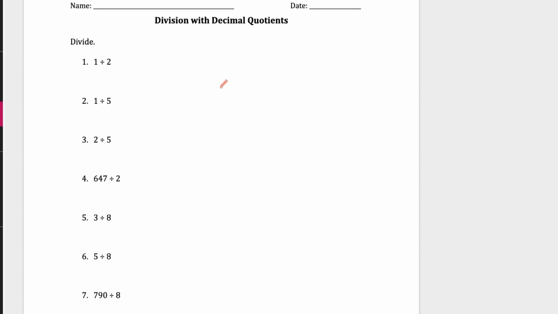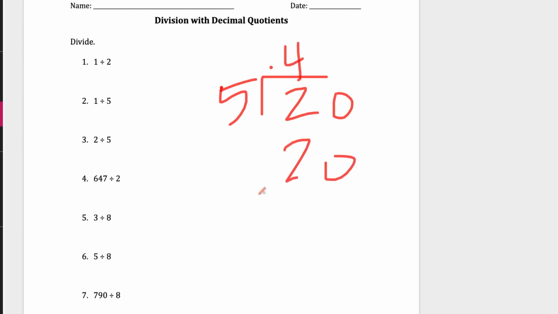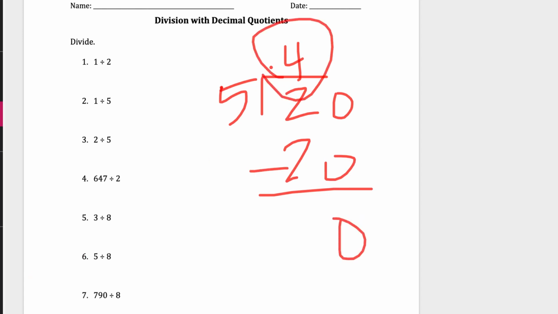Number 3, 5 divided by 2. 5 does not go into 2, so we put a decimal point here. We add a 0. 5 goes into 20 4 times. So the answer to number 3 is 0.4.